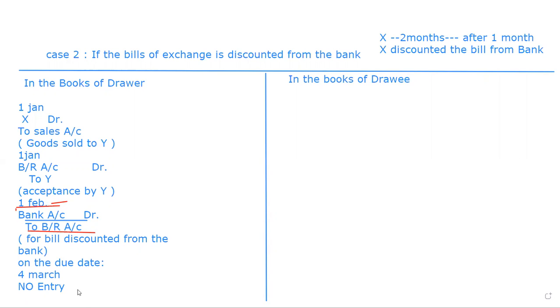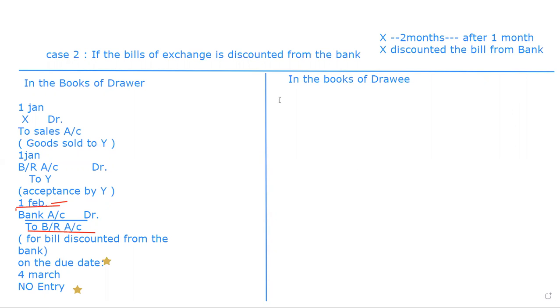I'm just marking a star over here. Please see, there will be no entry. On which date? On the due date, there will be no entry. I hope this concept is clear to you in the books of drawer. When the bill is discounted from the bank, the entry is to be passed at that time. On the due date, there will be no entry because on the due date, the bank is receiving the money from Y instead of X.